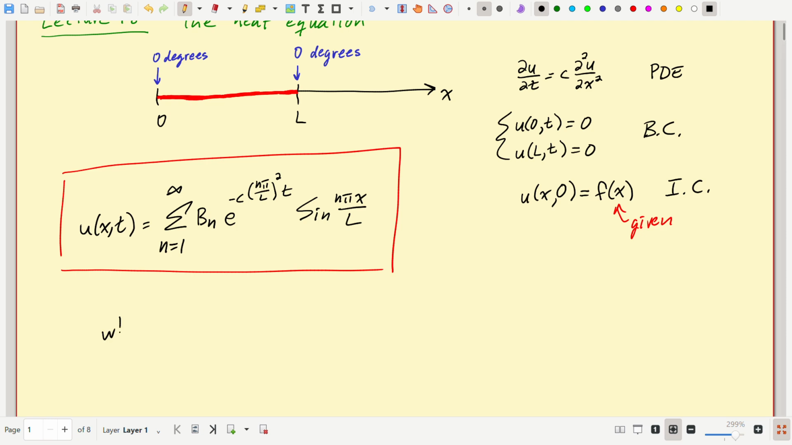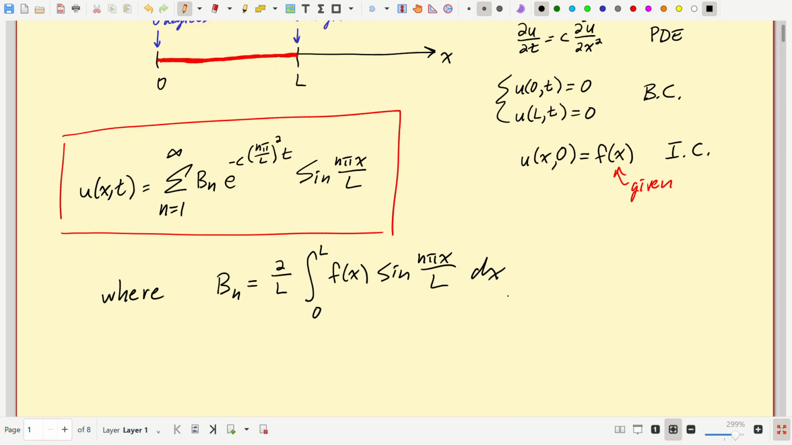Where those b's are the Fourier sine coefficients. And when you don't have 0 to pi, they look very similar. Instead of being 2 over pi, they're 2 over L, times the integral from 0 to L of the function times the basic orthogonal functions, which in this case are sine of n pi x over L, dx.